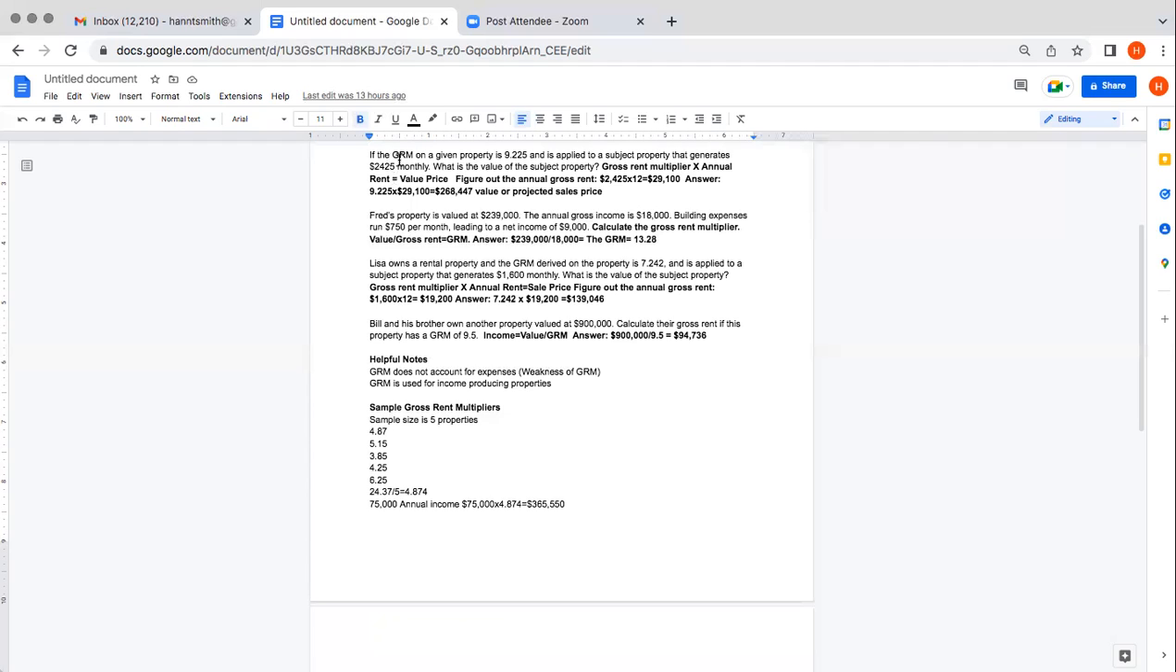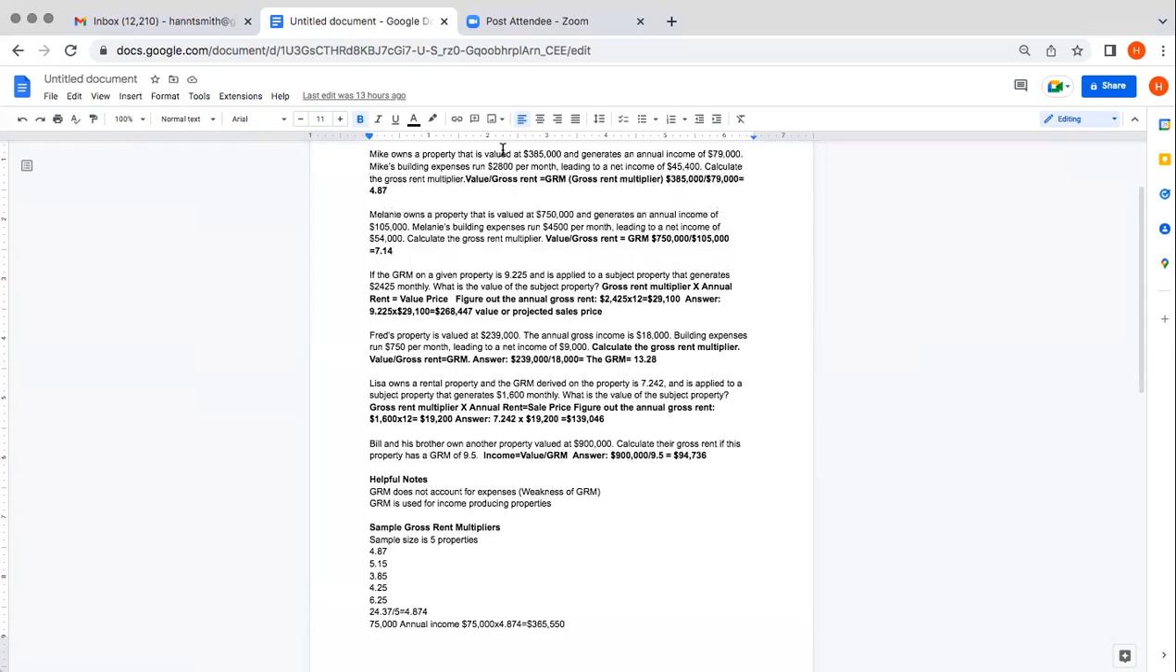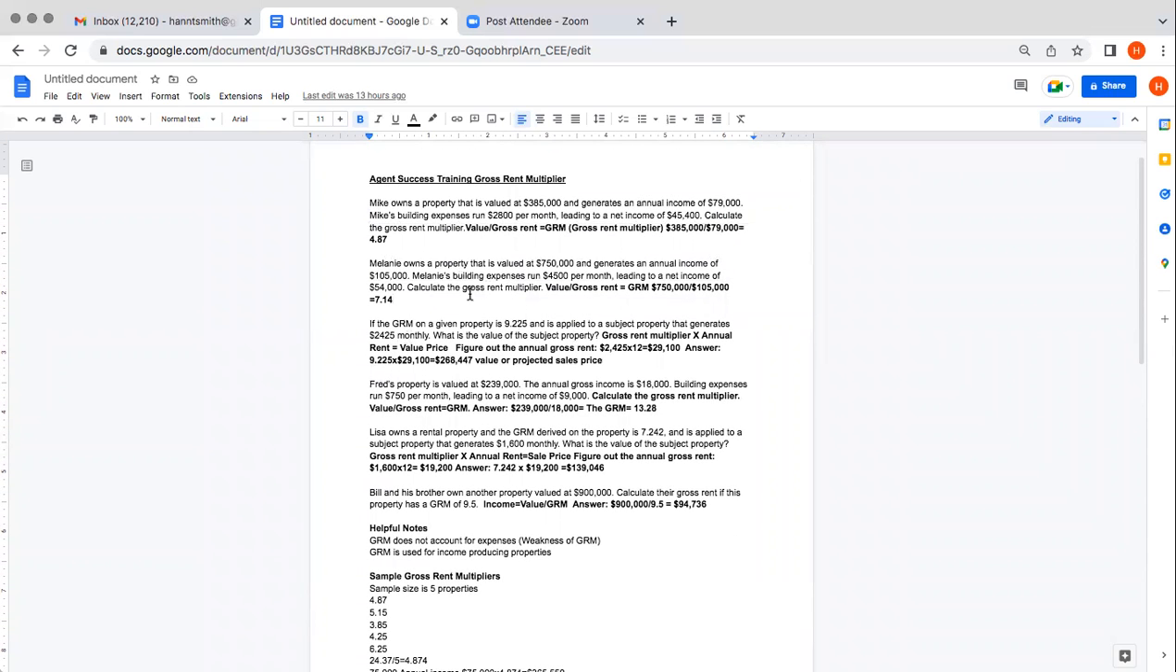If the GRM on a given property is 9.225 and is applied to a subject property that generates $2,425 monthly, what is the value of the subject property? All right, now in this one, what are they giving us? This is different than these two problems up here, right? So again, let's read the question.